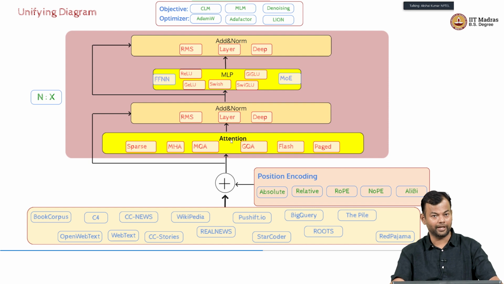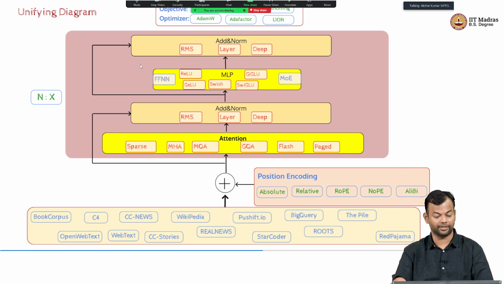choices encoded into it, right? So let me go over this diagram. At the bottom, of course, you have the data sets. Then you have the positional encoding. There are several choices listed over there. As I said, we don't understand all these choices right now, but just know that there are many choices, right? Then within attention, there are many choices listed here. There is sparse, multi-query attention, group query attention, flash, and so on, right? Then within normalization, there are different choices. Within the MLP, in terms of activation functions, there are different choices, and then different choices again on the normalization, objective function, optimizer, all of these, right?